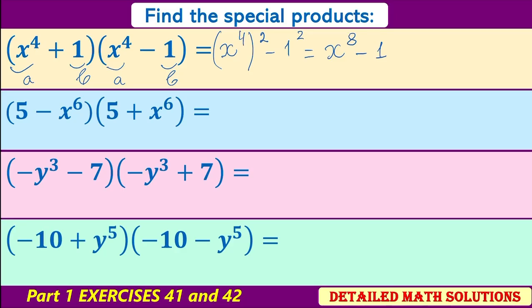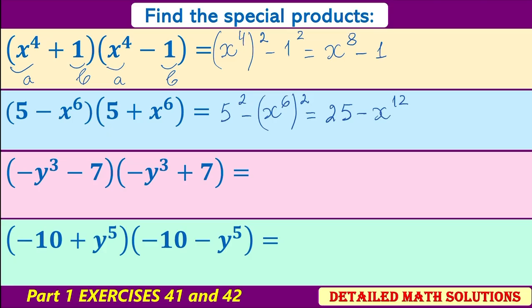Next exercise. Find the special product 5 minus x to the sixth power multiplied by 5 plus x to the sixth power. Again, when I apply the formula, I have 5 squared minus x to the sixth power in parentheses squared, which equals 25 minus x to the 12th power.